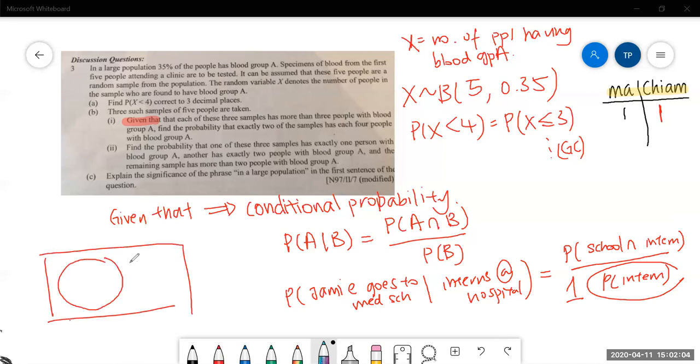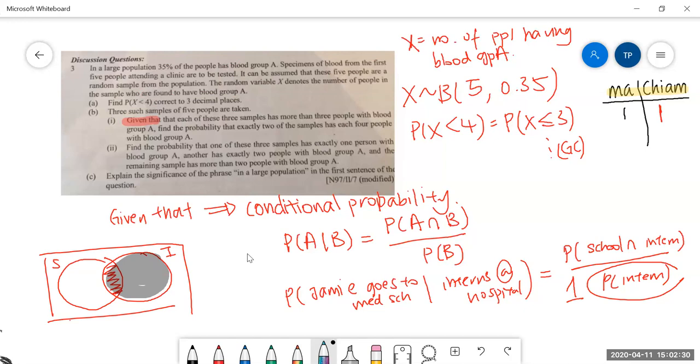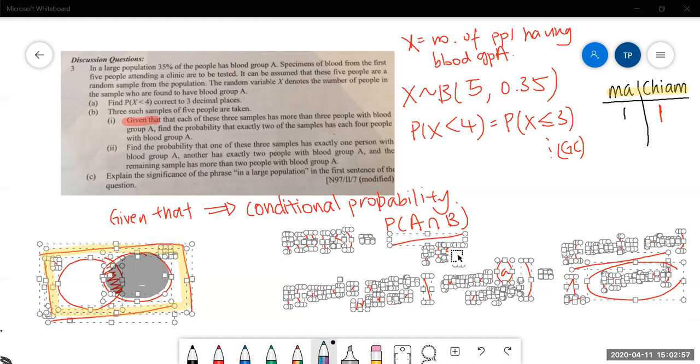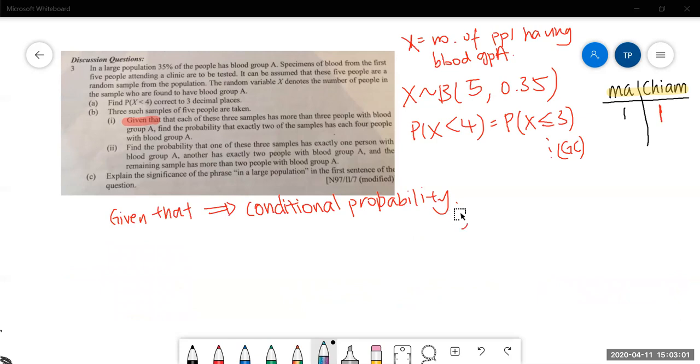You see? Right over here, this is school, this is intern. Probability of her going to med school is probability of school and intern intersect over probability of intern, which is here. Understand? It's no longer over the whole probability of this Venn diagram, because there's a condition attached to it already: given that she interns at the hospital. Okay, so anyway I did sidetrack a bit to help you guys understand conditional prob. So when they say given, that means they want you to execute conditional prob.